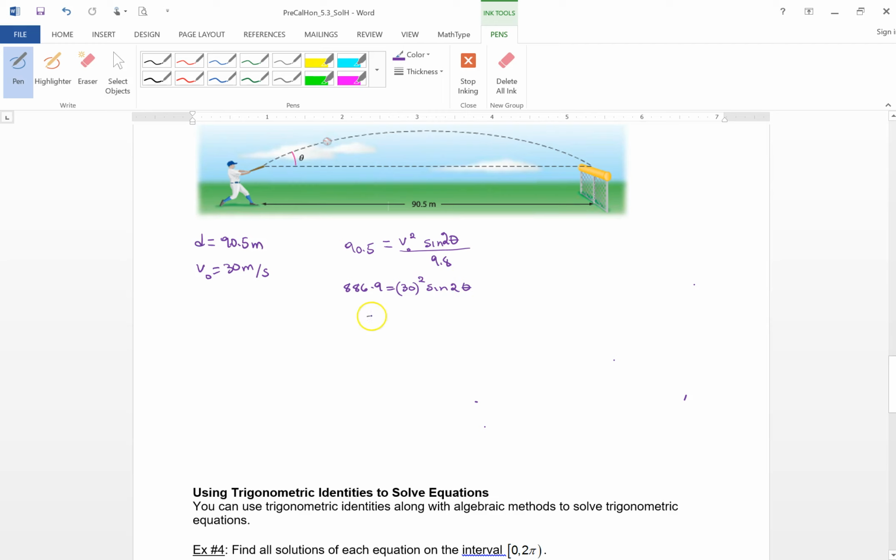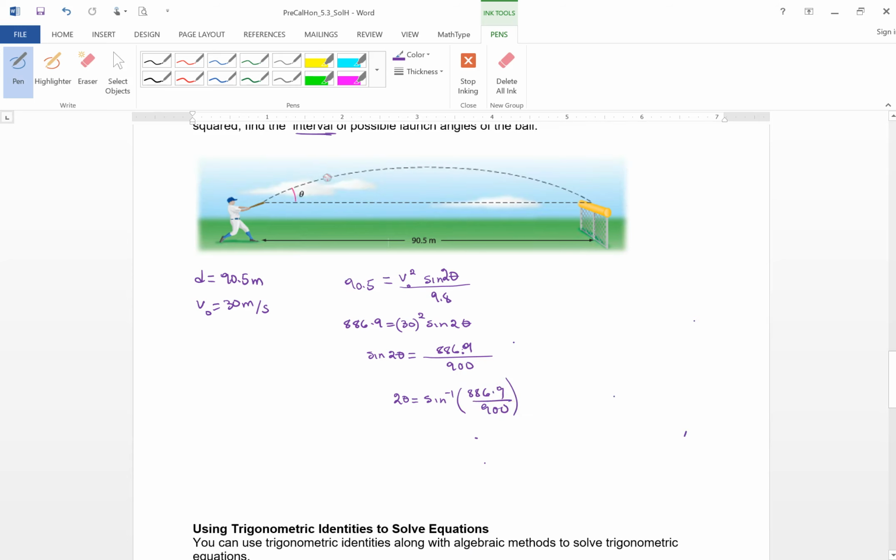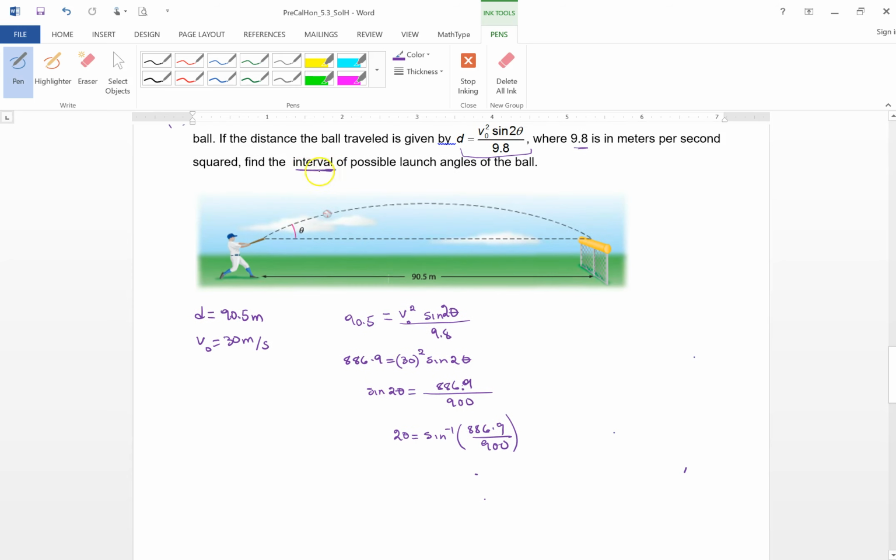So sine 2 theta is 886.9 over 900. Now, if I want the angle, 2 theta is inverse sine of 886.9 over 900. And what we're asked here is for the interval of the possible angle. That means we want some sort of a range.